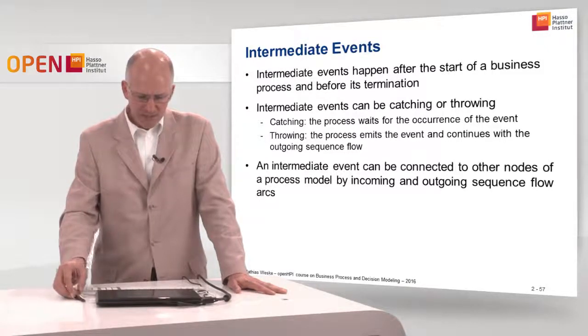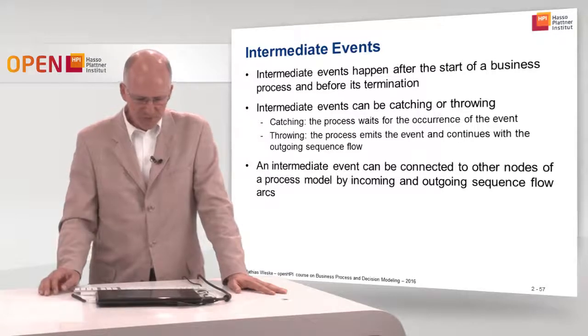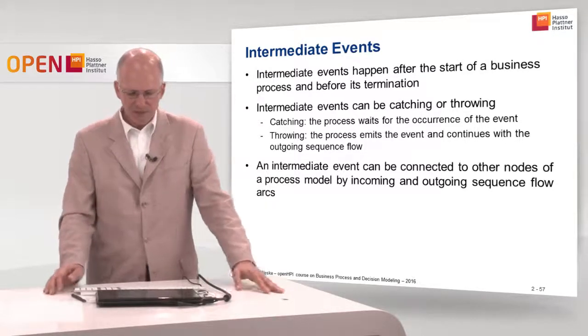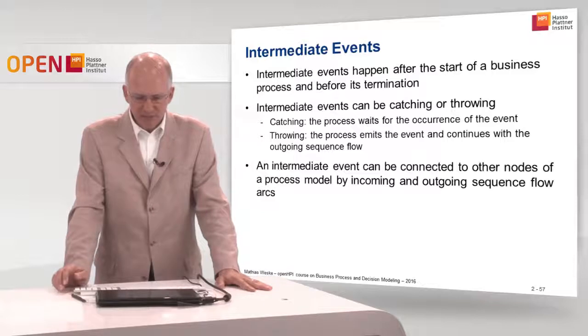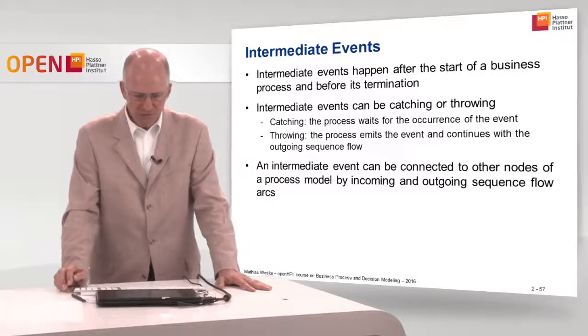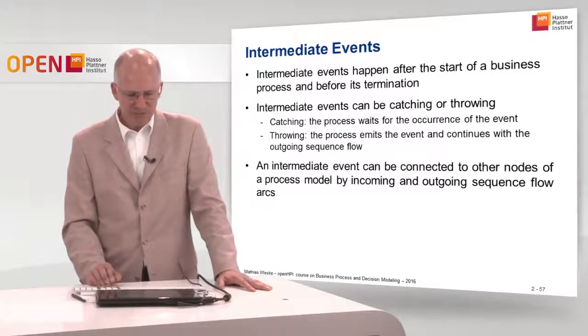And an intermediate event can be connected to other nodes of a process model by incoming and outgoing sequence flow arcs, just like activities or other nodes of process models.